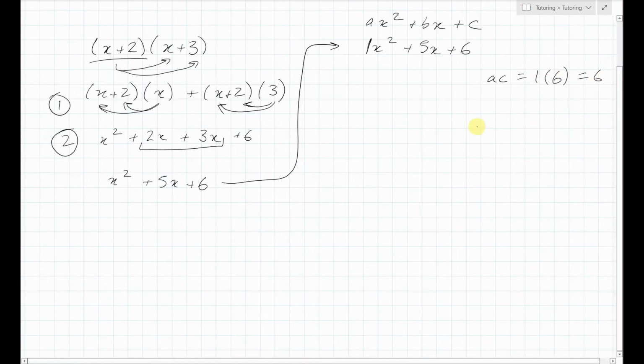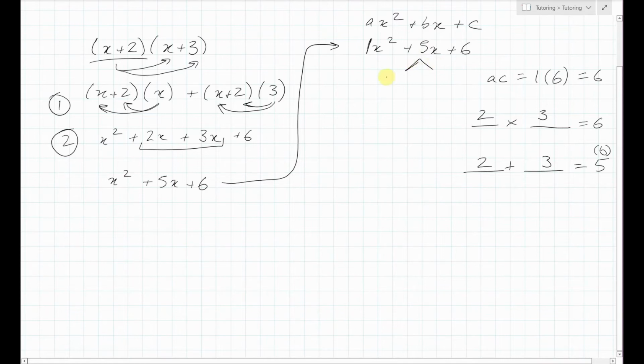So we want to see which two numbers multiply to get 6, and which of the same two numbers add to get our b, which is 5. I'll just write a b over here because our b is 5, this right here. So our b is 5 and our a times c is 6. So which two numbers multiply to get 6 and add to get 5? You'll eventually see that it is 2 and 3. 2 times 3 is 6, and 2 plus 3 is 5.